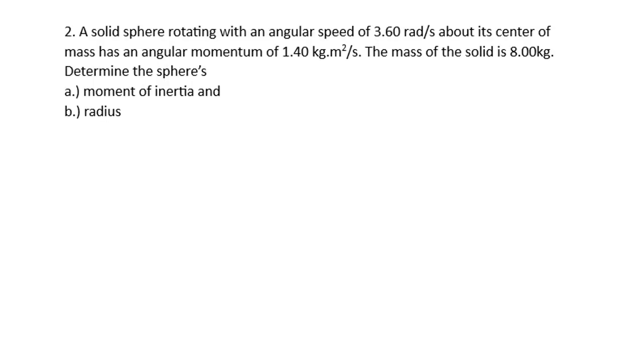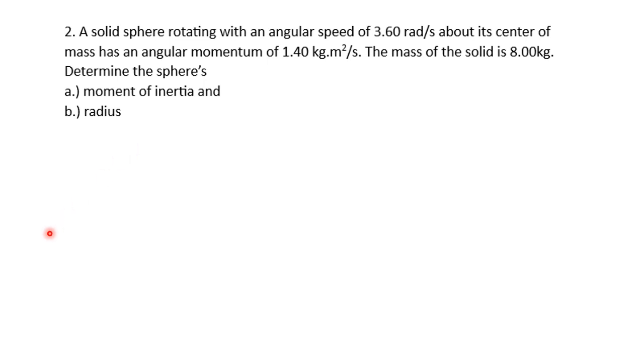Okay, so we have the second problem. A solid sphere rotating with an angular speed of 3.60 rad per second about its center of mass has an angular momentum of 1.40 kilogram meter squared per second. The mass of the solid is 8.00 kilograms. Determine the sphere's moment of inertia and its radius.